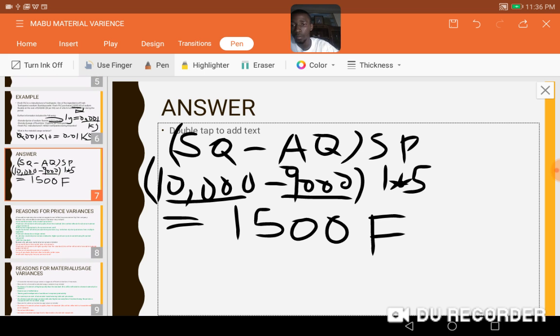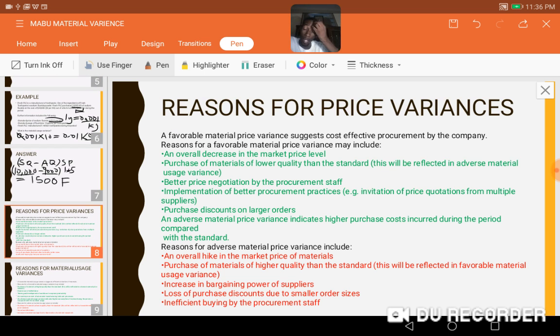So like I said when we begin, there are always some reasons for variances, and here we have a couple of reasons for price variance. I have tried to highlight the favorable in green and the adverse in red. Those are some, I don't believe it's all, of the reasons why we might have the positive variance or favorable variance.